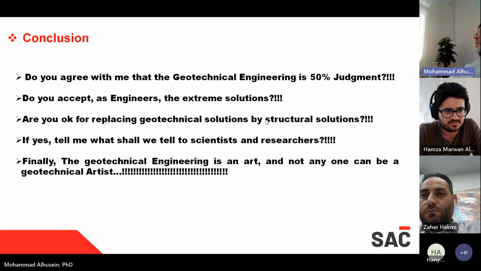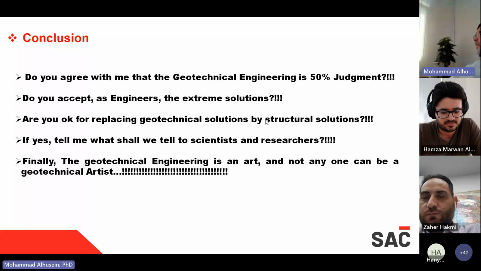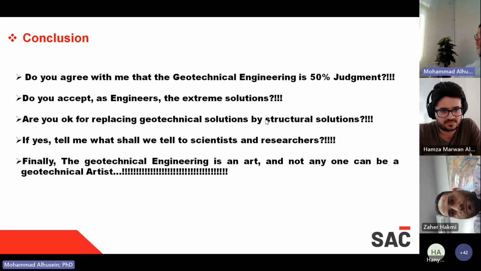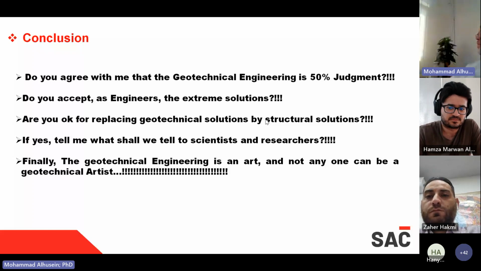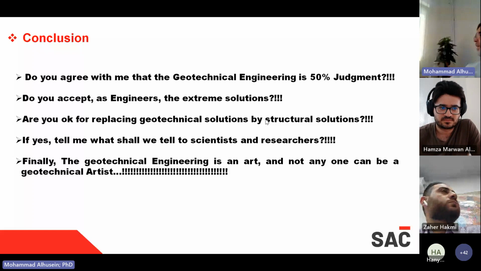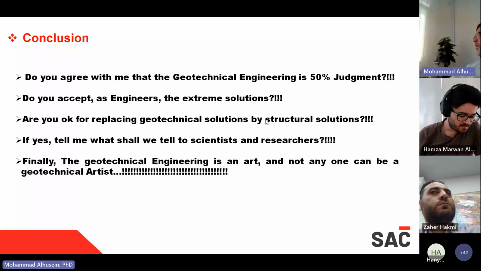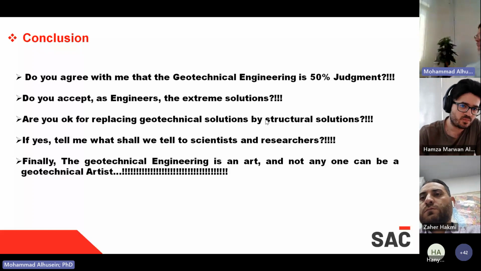And also, like a question, do you accept, as engineers, extreme solutions? Why do I ask this question? If you saw the solution implemented for the service road, when they fixed the soil hazards by using piles everywhere and slab on piles, if we go for this solution, where is the role of geotechnical engineering?